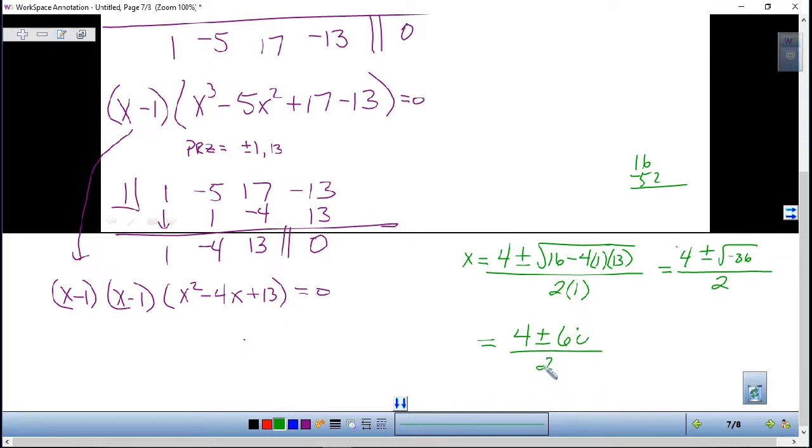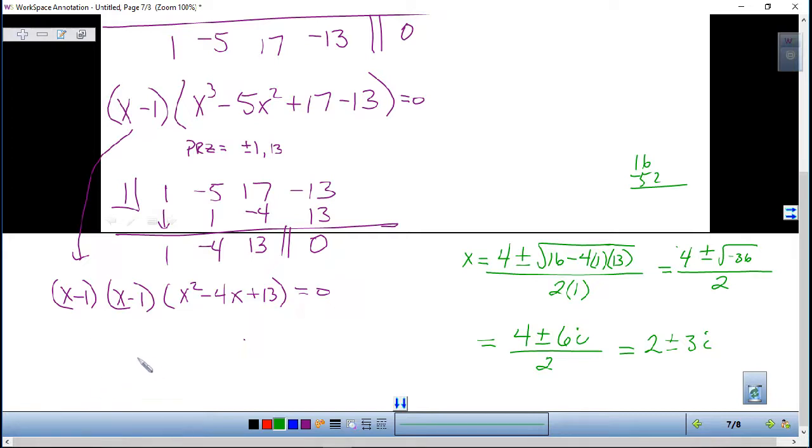And over 2. Remember, if the 2 will divide into both the real part and the complex part, coefficient-wise, not inside the radical, but outside, you can actually simplify this. So 2 will go into 4 and give you 2. 2 will go into 6 and give you 3i. And it's plus or minus.